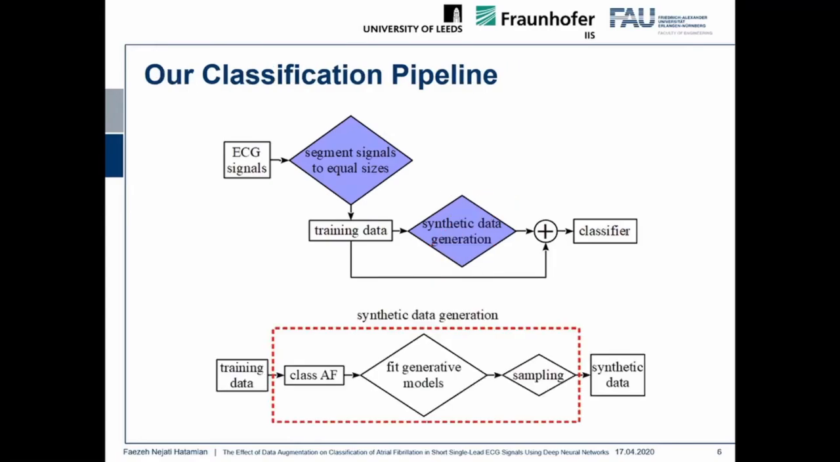What we followed was slightly different. We segmented the signals into smaller sizes, but at the same time, as we were suffering from data imbalance, we extracted the atrial fibrillation class, which was the minority class. We fitted our generative model on it, and then we sampled as many samples as we needed and used them as synthesized data. This synthesized data together with the original data was fed into the classifier.